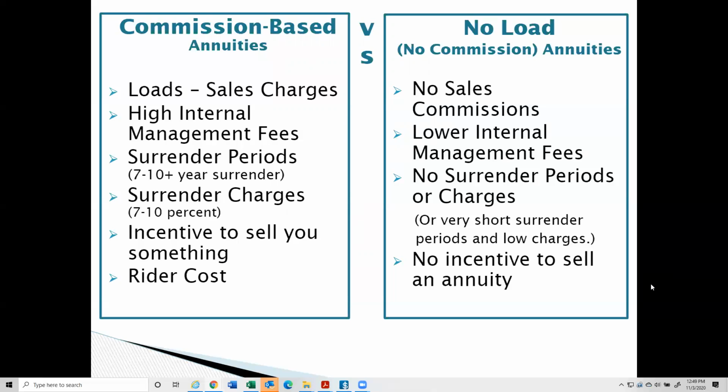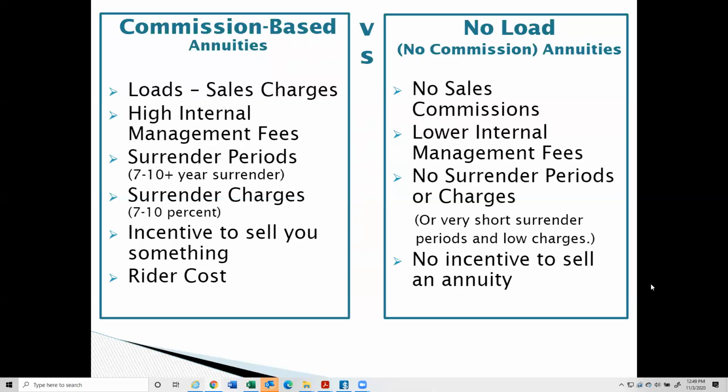With the no-load or RIA-based annuities, there are no sales charges, so there are no commissions. Usually the internal management fees are lower. They may range from 2 to 2.5%. Usually there are no surrender periods, or if there is a surrender period, it's a very short one, 1 to 2 years. And usually that's because of a rider that you've added on to give it some type of guarantee.